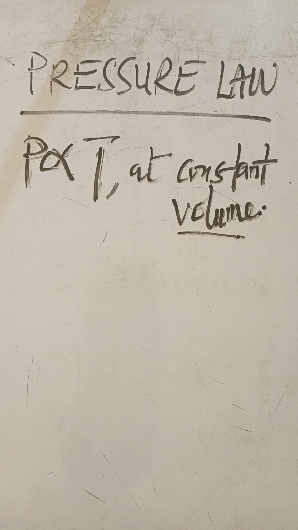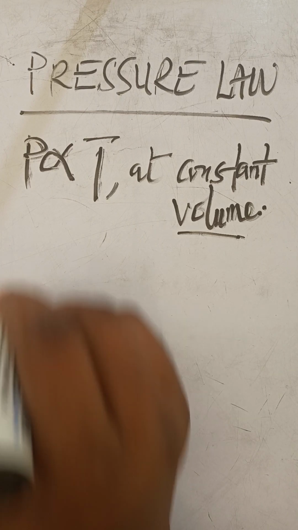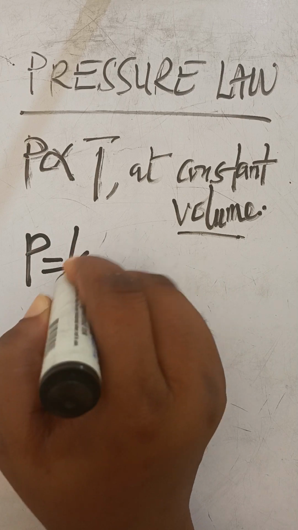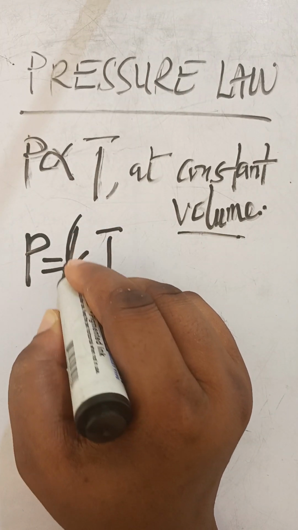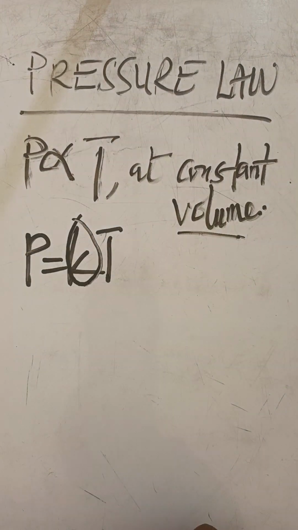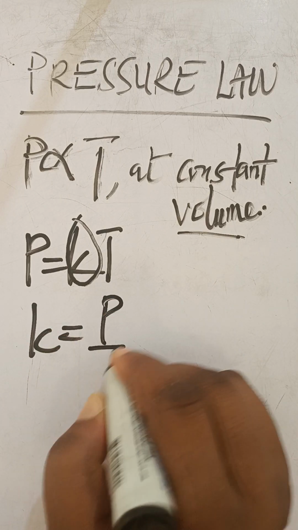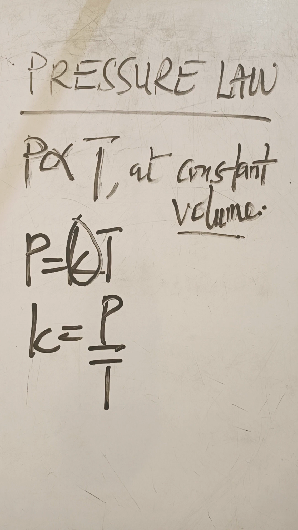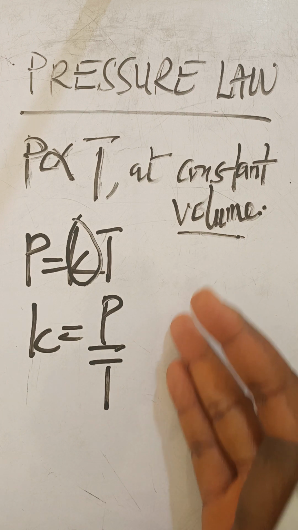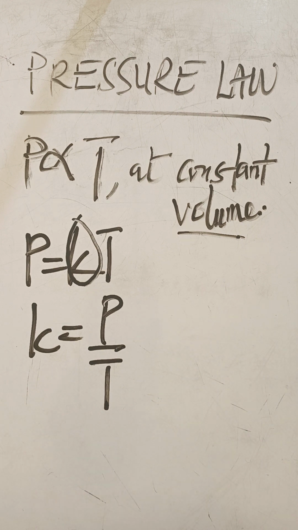So, in accordance with our pressure law, with the expression we have now, we can change that into an equation. We just introduce a constant, K, and this constant is what is needful to us. So the constant now becomes pressure divided by temperature. It means that the pressure divided by temperature is equal to the constant, and this is basically what we refer to as the pressure law.